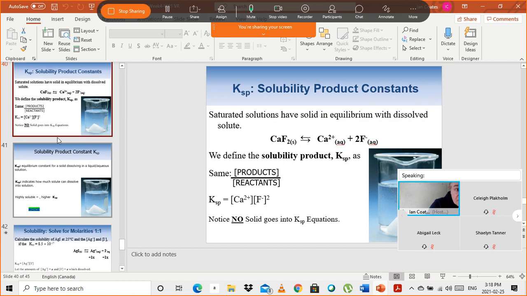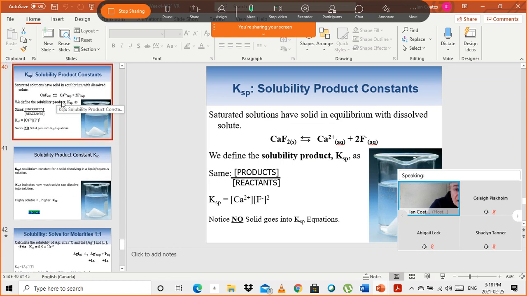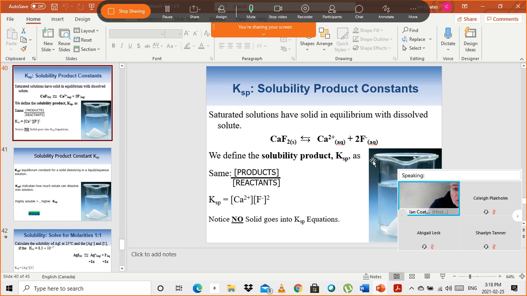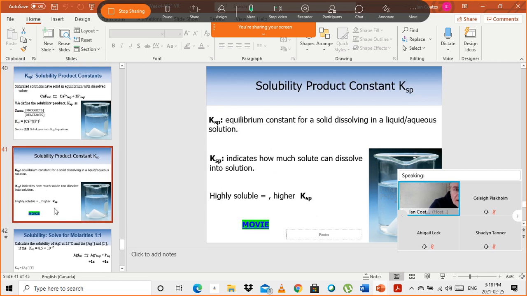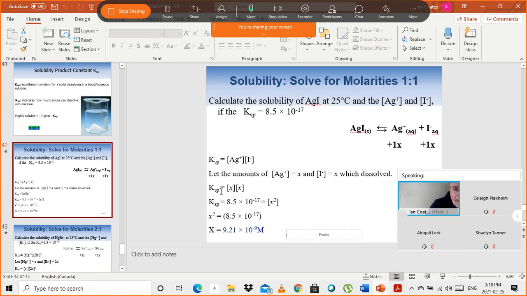Have a look at this one here. Actually, I think that this is for your quiz coming up. All right? But let's have a look at this one right here. Here I have: calculate the solubility of silver iodide. Okay?